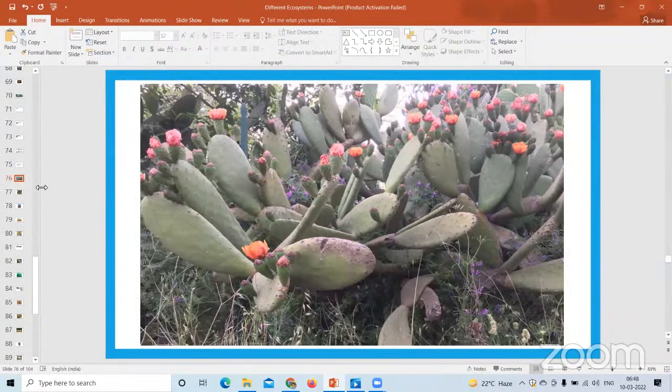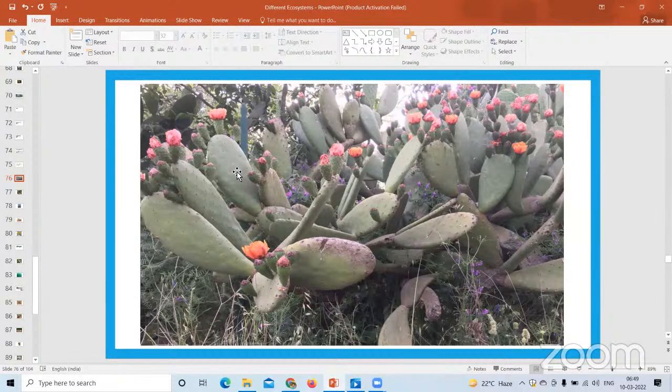This is a desert plant. We observe it in our areas also. Opuntia. See, the green colored part you are observing here is the stem actually. Then what about the leaves? Leaves are turned into spines. Here you can observe on the surface of this green colored stem, leaves are turned into spines to protect themselves from water loss.